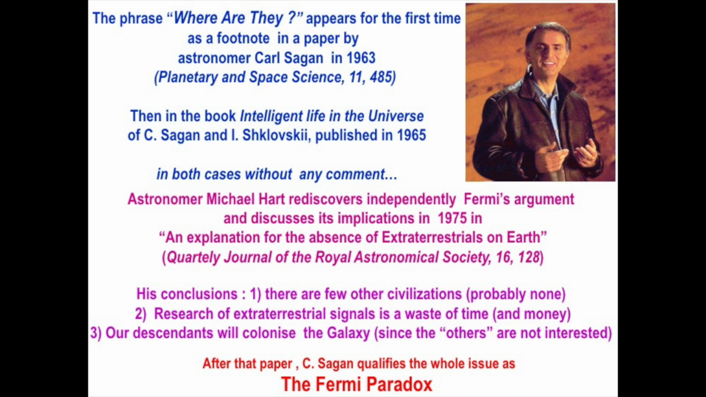Remember, this happened in a period where the research of extraterrestrial signals was very active. There were several projects, even Russian projects in Australia, to search for extraterrestrial signals. And the final point was that our descendants will colonize the galaxy since the others are not interested. And this paper started a big debate because it went against people like Sagan or Drake who wanted to look actively for extraterrestrial signals. And it is only after that that Carl Sagan gave the name the Fermi paradox to the fact of the absence of extraterrestrials on Earth.